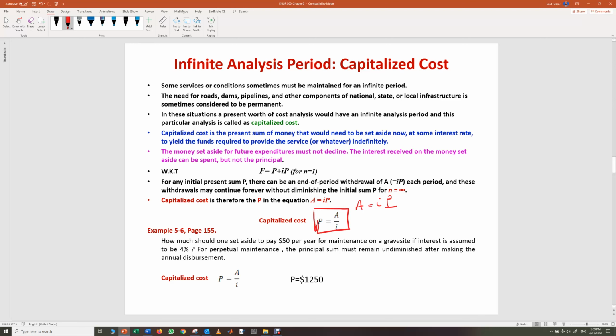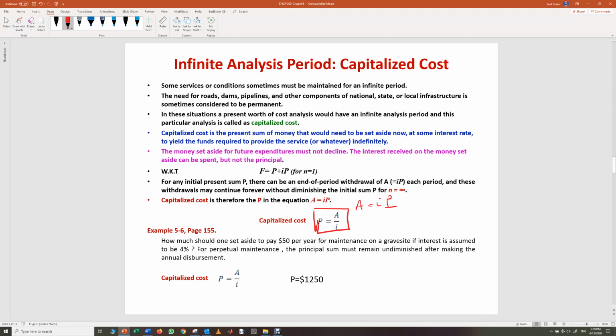Example: how much should one set aside to pay $50 per year for maintenance on a grave site if interest is assumed to be 4%? For perpetual maintenance, the principal sum must remain and not diminish after making the annual interest withdrawal. So we are looking for the amount of money that we put in the bank, and every year I take only the interest, which is $50.